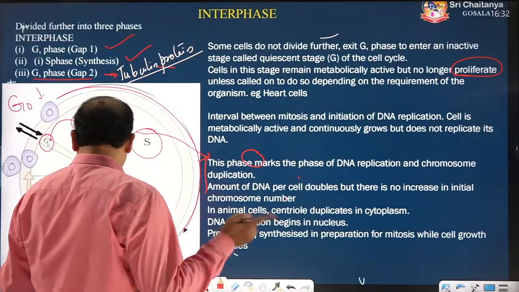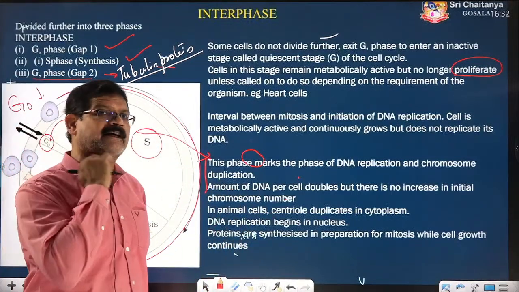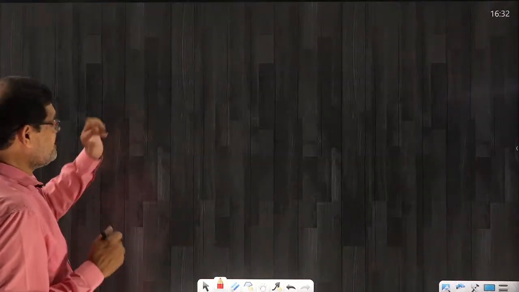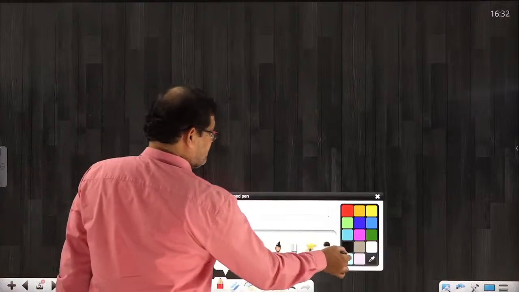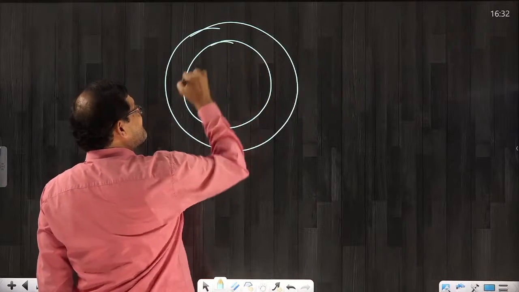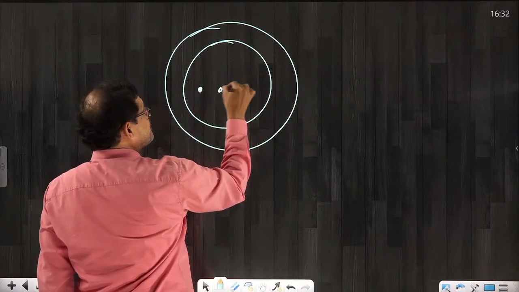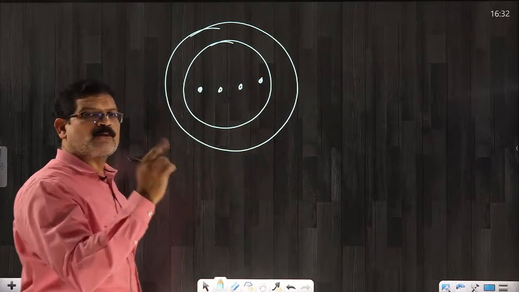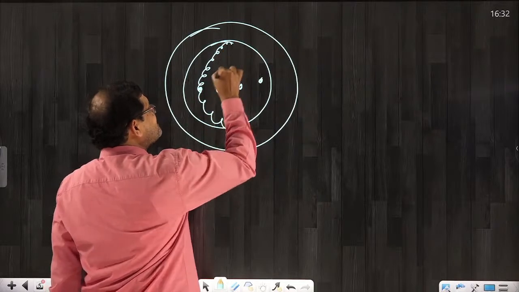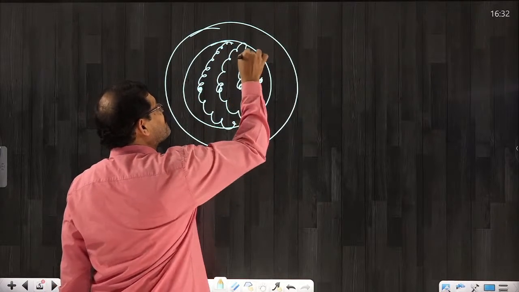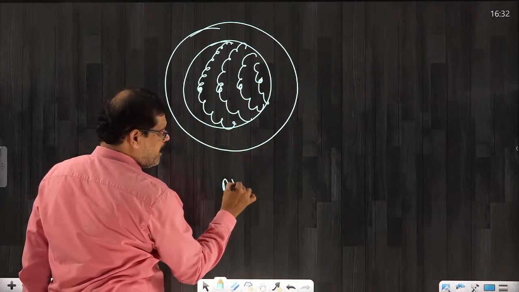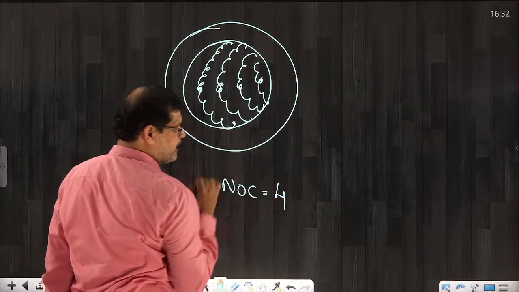Just notice the diagrammatic representation I will be showing. Just watch that. See here, this is a cell. Inside, the nucleus is present, and inside are the chromosomes. 1, 2, 3, 4 chromosomes are there. And this is the chromatin which is present there. Chromatin means it's a thread. How many are there here? The number of chromosomes present is 4.